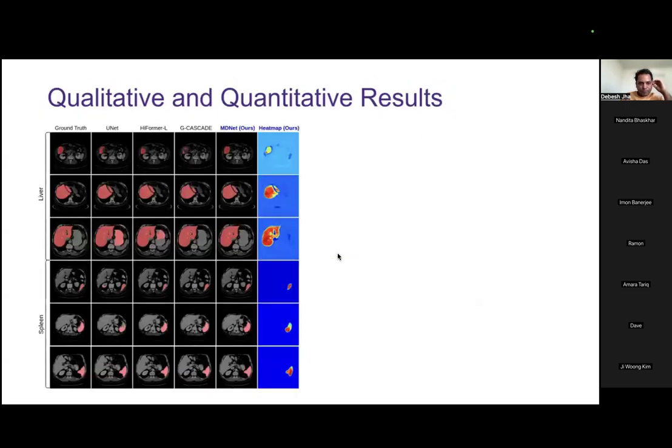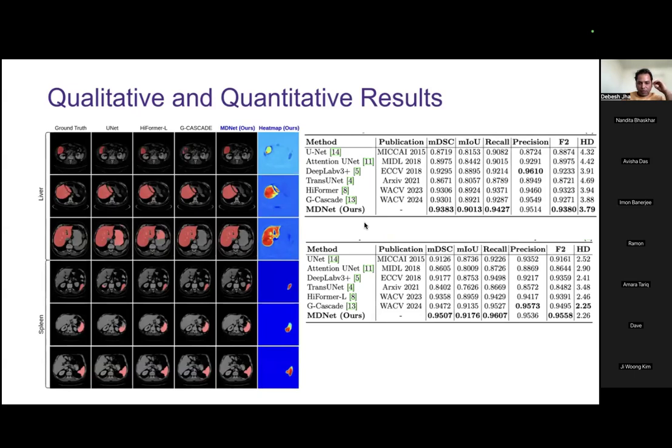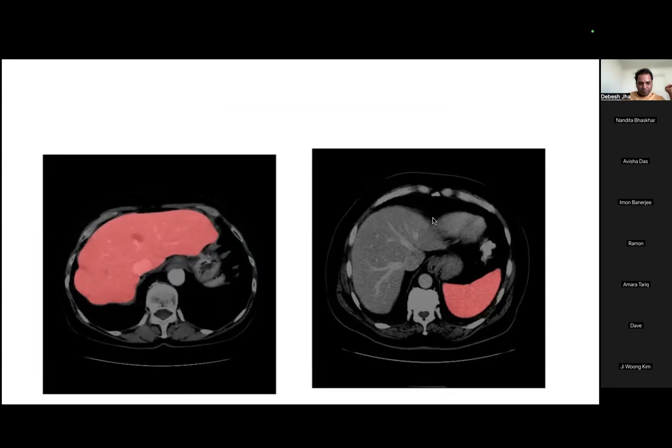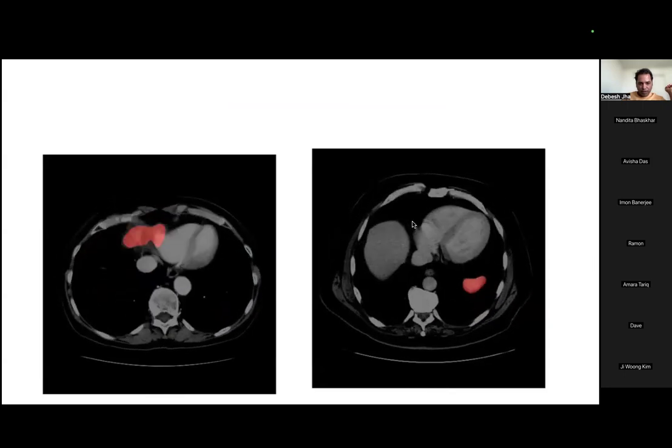These are some of the qualitative results on liver and spleen, and again we got high performance. You can see, for example, MDNet can get 93, which is better than others, but at the same time we cannot improve a lot because this is already in the 90s. It is difficult to improve the result. And these are some of the results from MDNet.